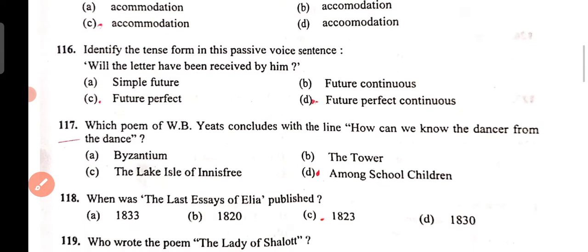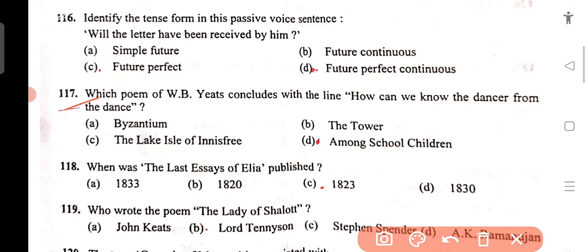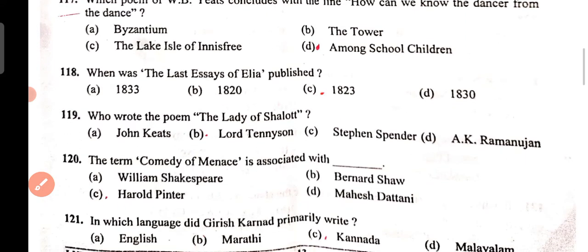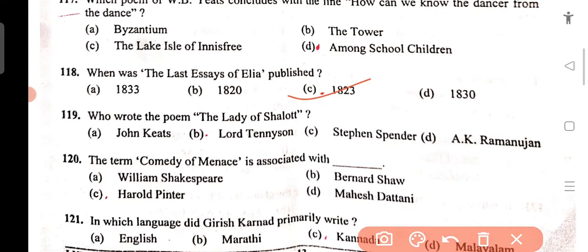Now question number 117: which poem of W. B. Yeats includes the line, how can we know the dancer from the dance? Option D will be correct, Among School Children. Now question number 118: when was the last essay of Elia published? The right answer will be 1823. Next question: The Lady of Shalott was a poem by Lord Tennyson.